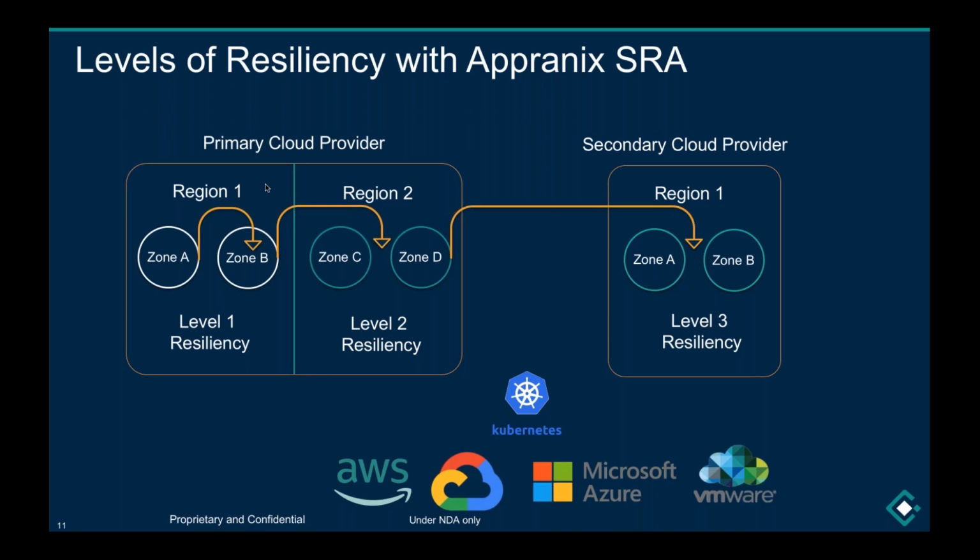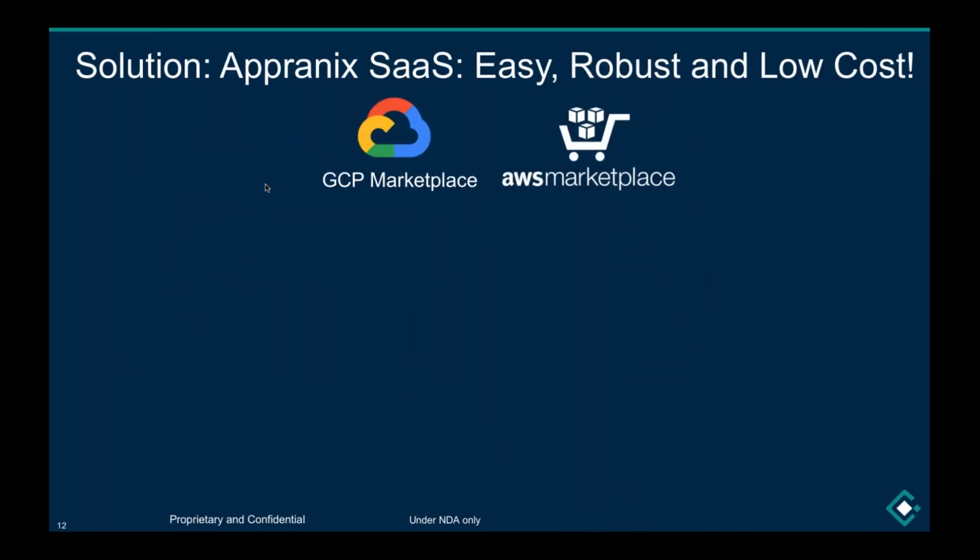There are 3 levels of resiliency that you could think of as you move towards modernizing your applications, either by cloud enabling them or creating them as cloud native applications as well. So the easy way to start is to go to any of these marketplaces. I mean, GCP marketplace, you go and search, straight away go to Google and search Google and Appranix, you will land in the GCP marketplace.